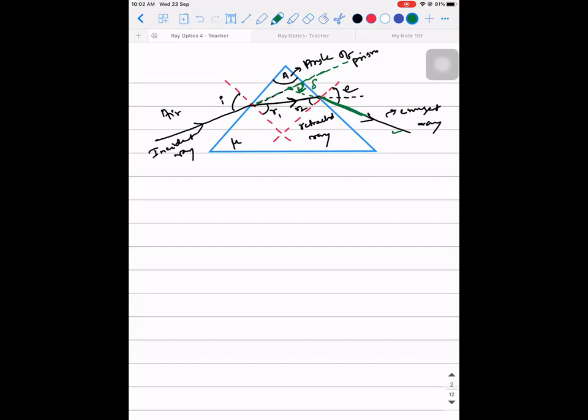Any idea about what is the name of it? Angle of deviation. Very good. It is called the angle of deviation. So how do we define this angle of deviation? It is the angle between which two rays? Angle between the incident ray and which ray? Emergent ray. Yes. So if you are able to measure the angle between the incident ray and the emergent ray, that angle is what is called the angle of deviation.